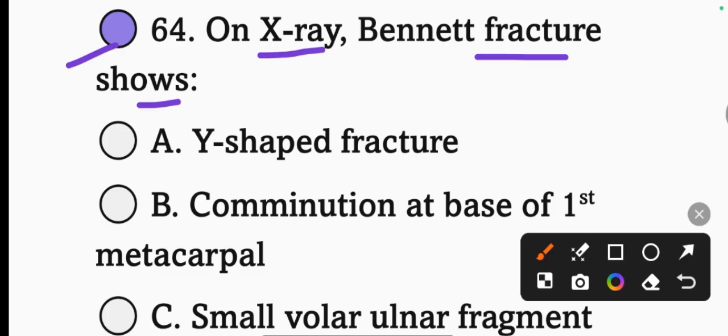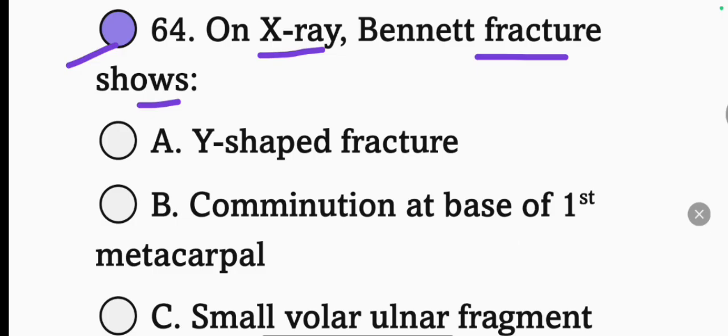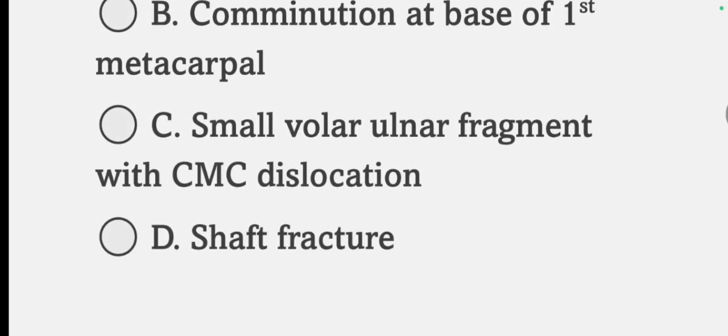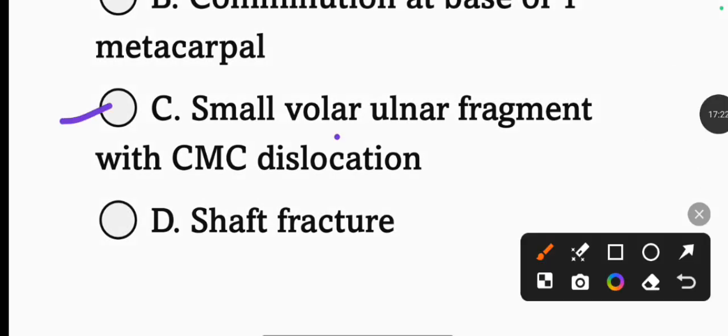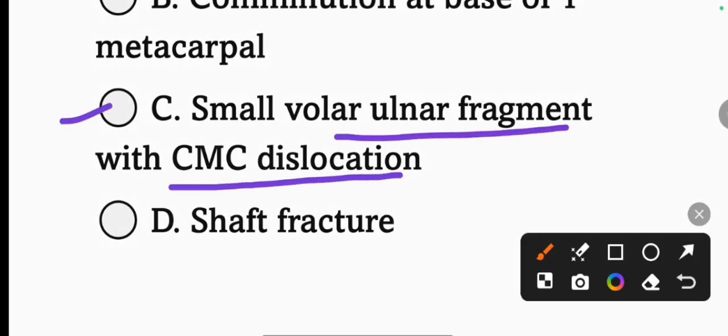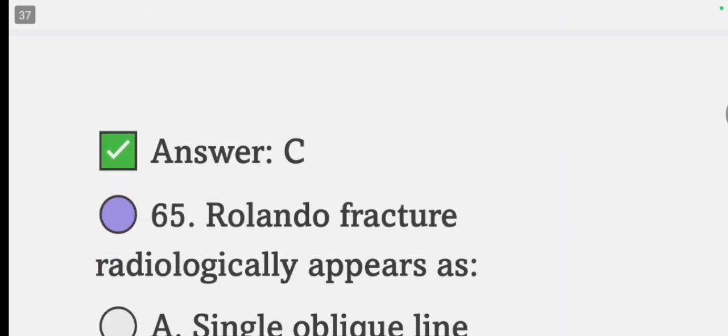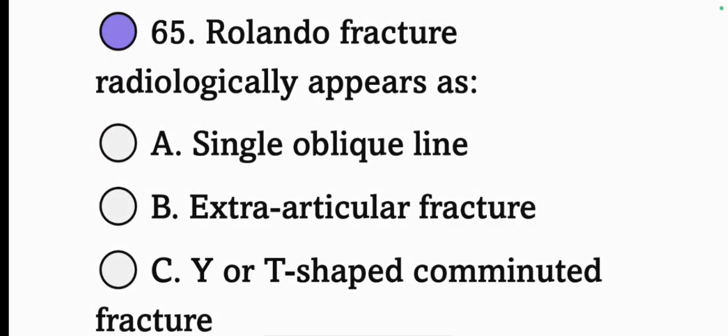Okay, so small volar ulnar fragment is a correct option, like C option. Small volar ulnar fragment with a CMC dislocation. Okay, so C option given is the correct option. Now come to question 65.